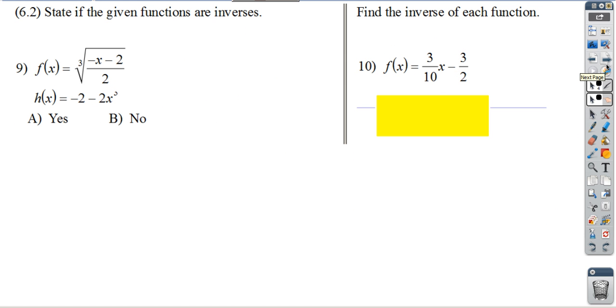In the next video we will talk about 6.2, which is how to find the inverse of a function.